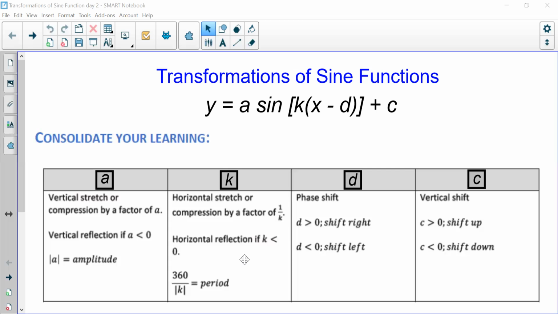And then the C value on the end is shift up or down, just like K on a quadratic function. You don't have to have this memorized. We just need to use this chart and interpret things.